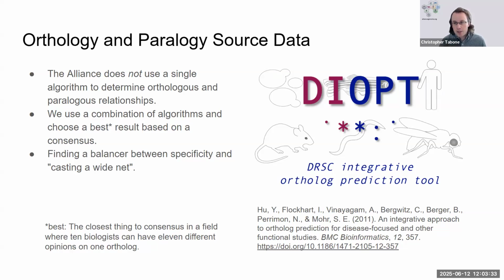So DIOPT tries to strike a balance between casting a wide net and specificity. Different algorithms work in different ways, and the thought being that if we look at many algorithms at once and kind of do a meta-analysis on the results, then we get a better result. Okay.